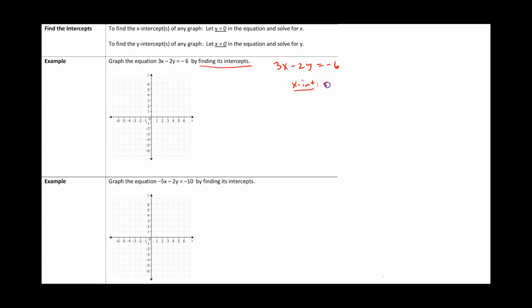To find the x-intercept, I have to set the y value equal to 0. So instead of 2 times y, I'm going to replace the y value with a 0. So this is going to be 3x, 2 times 0 is 0, that equals negative 6. And then we divide both sides by 3 because the opposite of multiplying is dividing, and x will equal negative 2. Now we have to be careful because any point has to be written as an ordered pair. So the x value is negative 2, but remember we set the y value equal to 0. So my x-intercept is going to be the point negative 2, 0.